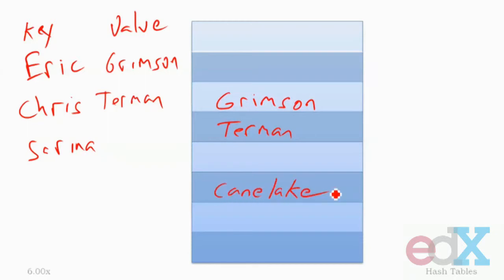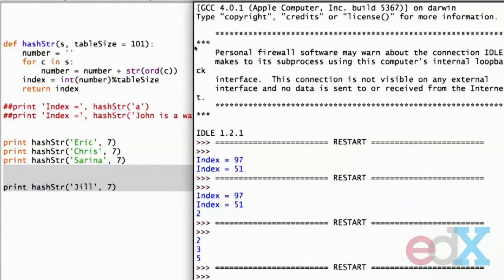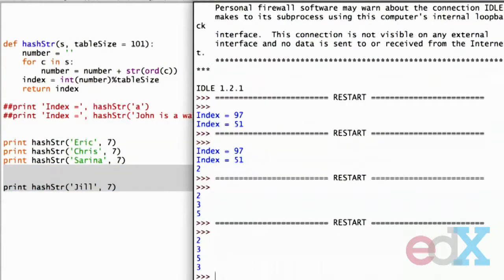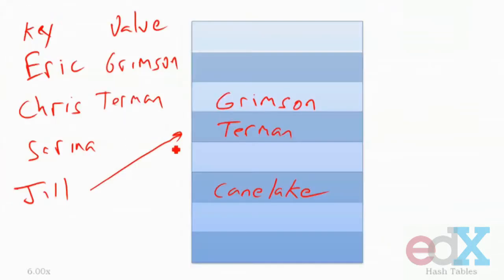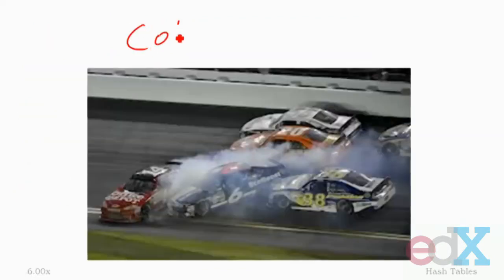Well, this is all well and good, but there's a potential problem. Let's add Jill to the table. We have a problem. When we hash Jill, it also hashes to 3. And so, well, what do we do? We probably can't put her last name here, because now when we hash Jill, how do we know whether it's a Terman or a Smith? We need a slight modification to deal with this problem. This problem, by the way, has a name. It's called a collision.